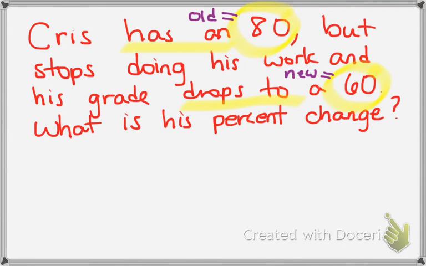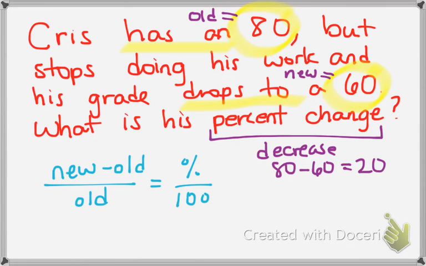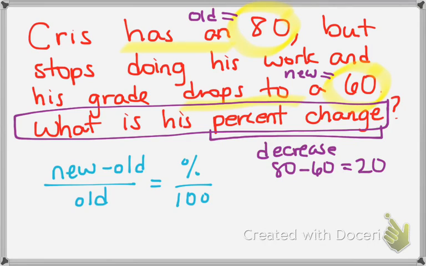Now we know this percent change is going to be a decrease because it went from an 80 to a 60, so it decreased 20-point values, not 20% values, 20-point values. So we're going to use new minus old divided by old, the percent change formula, equals percent over 100. The question is asking what is the percent change. Remember, the question always tells you what x is, so the percent's going to be our x. Again, we know our new is 80. Just kidding. Our new is 60. Our old is 80. So I'm going to plug everything in the formula, and then I'm going to solve it.